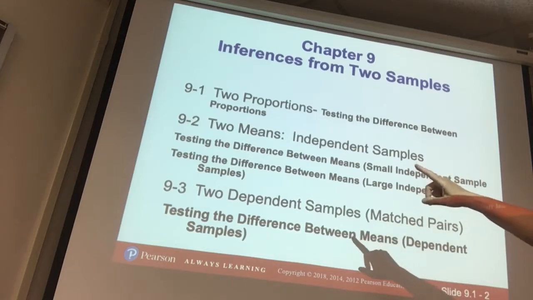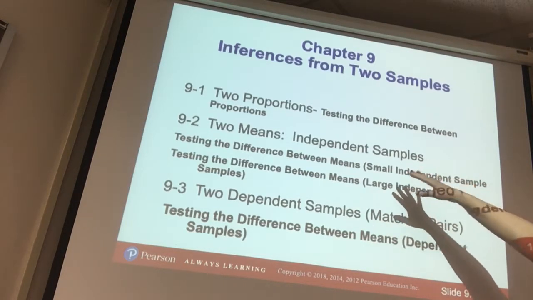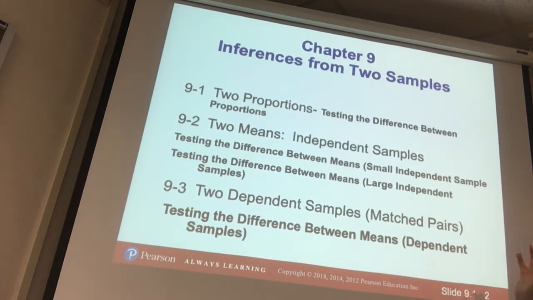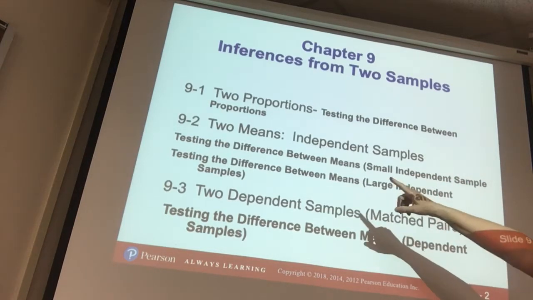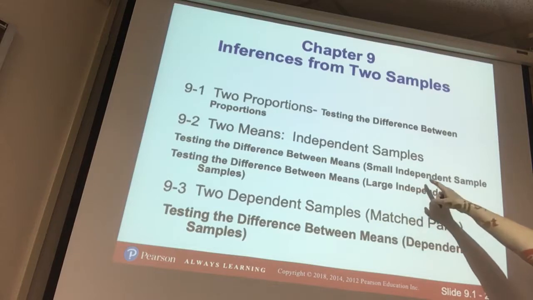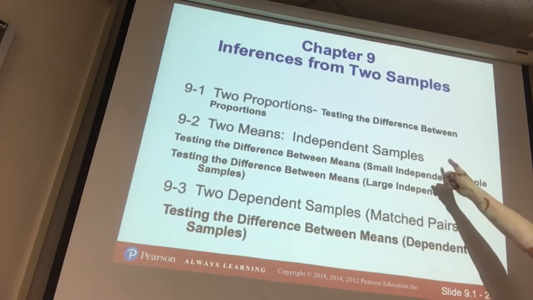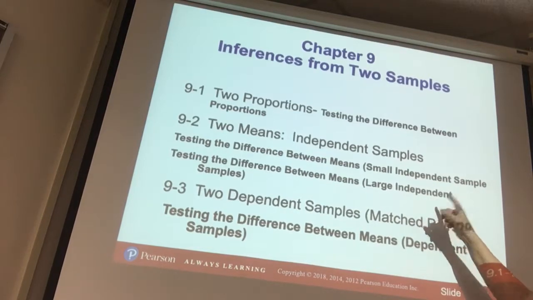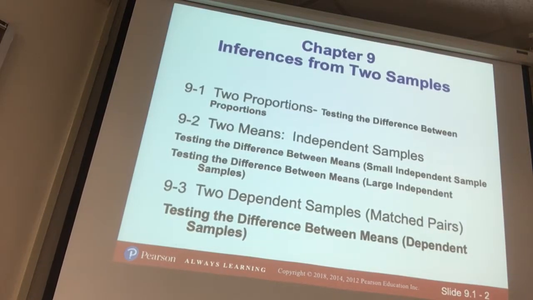In 9.2, we're going to be talking about the means. Independent samples, and we're going to talk about what's independent and what's dependent. We're going to talk about testing the difference between the means for small independent samples, that's going to be the normal, and then large independent samples. Now your author makes this one very easy.